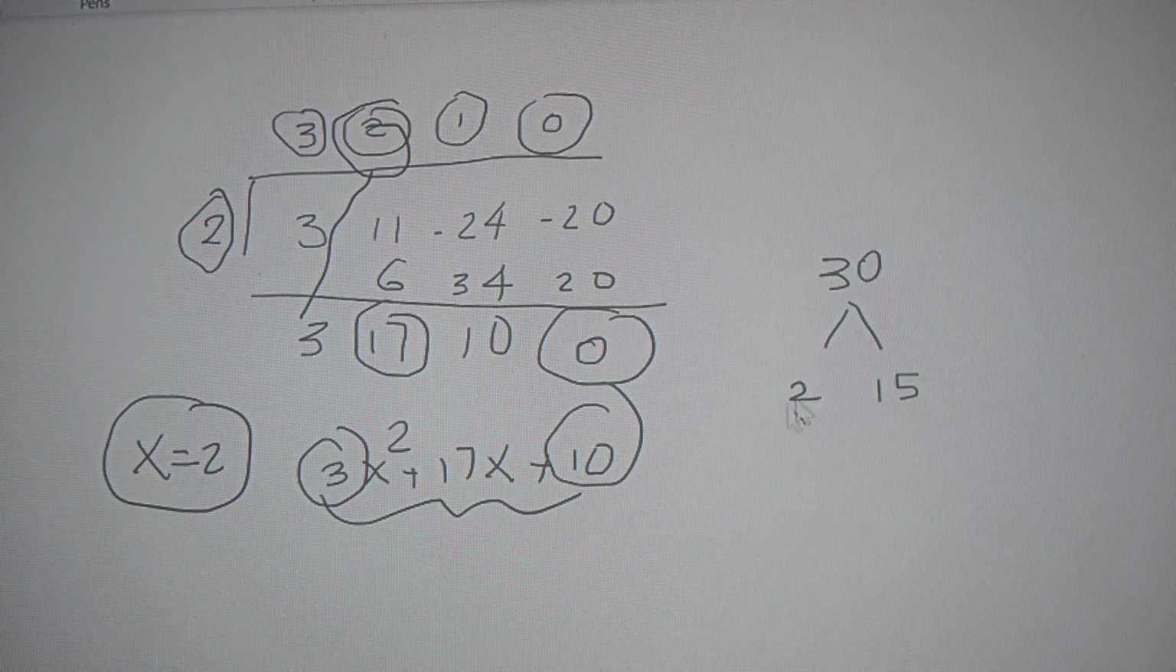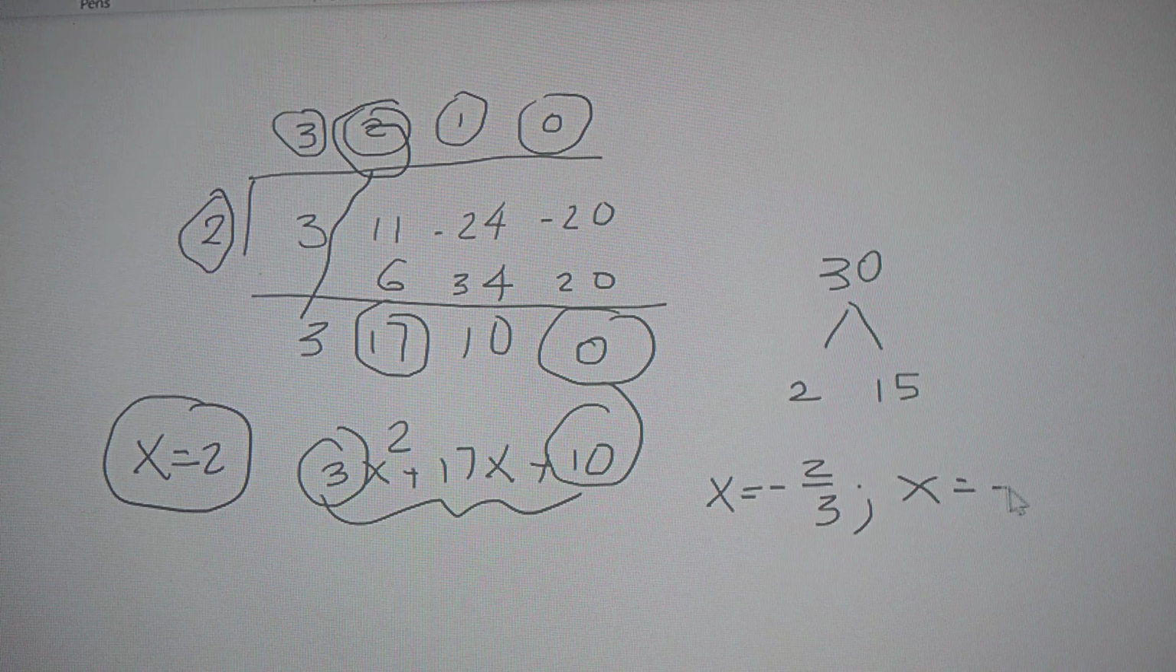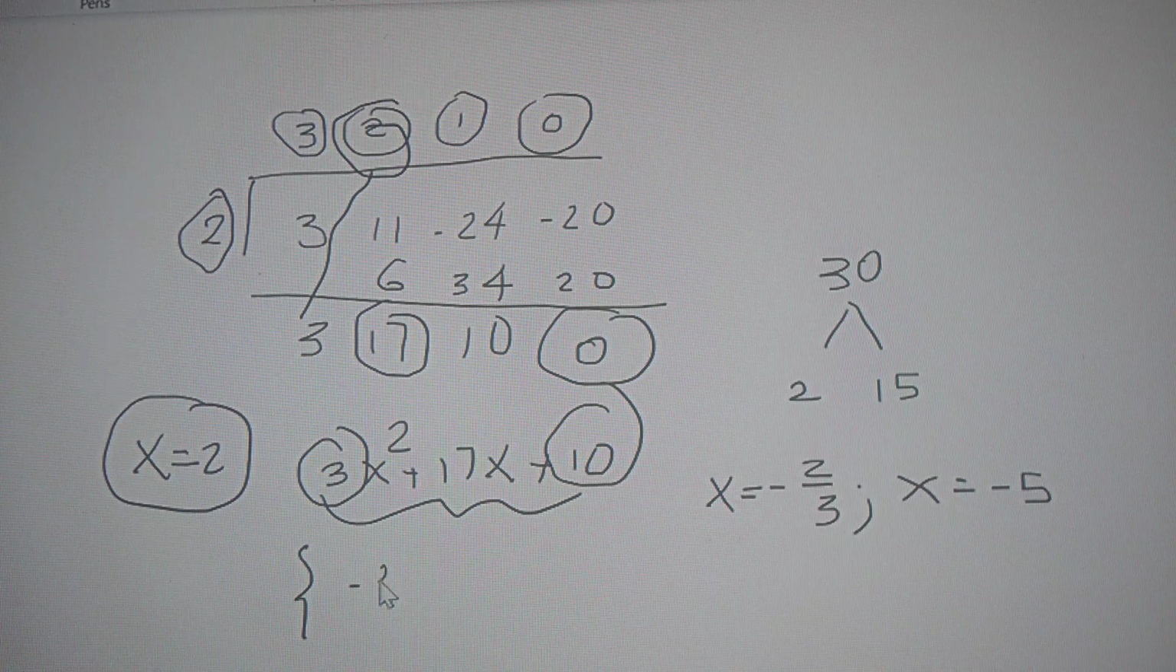Alright, so the solutions are x, change the sign to each. They are positive, right? Now they are negative, and divide each one by 3. Minus 2/3. x is equal to minus 5. And there it is. Minus 2/3, minus 5, and 2.